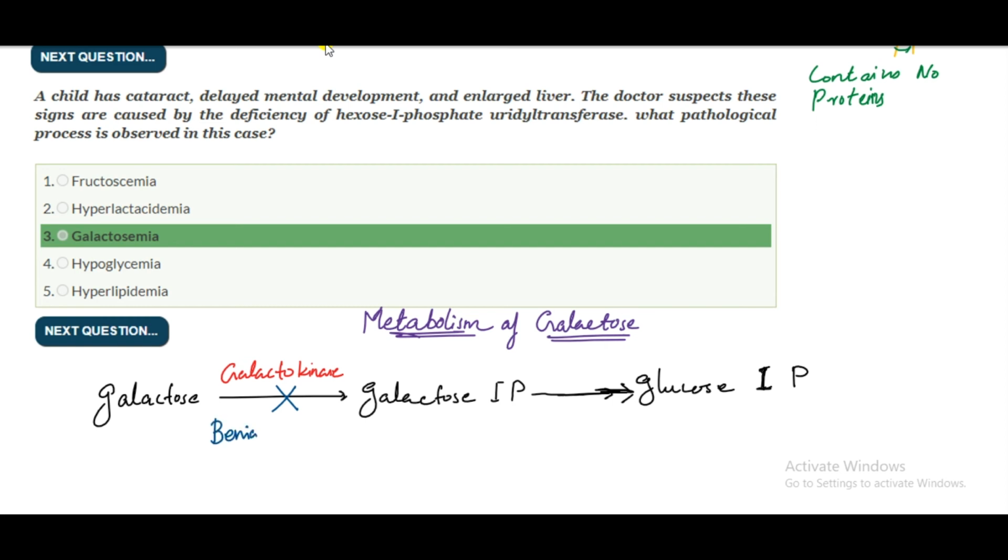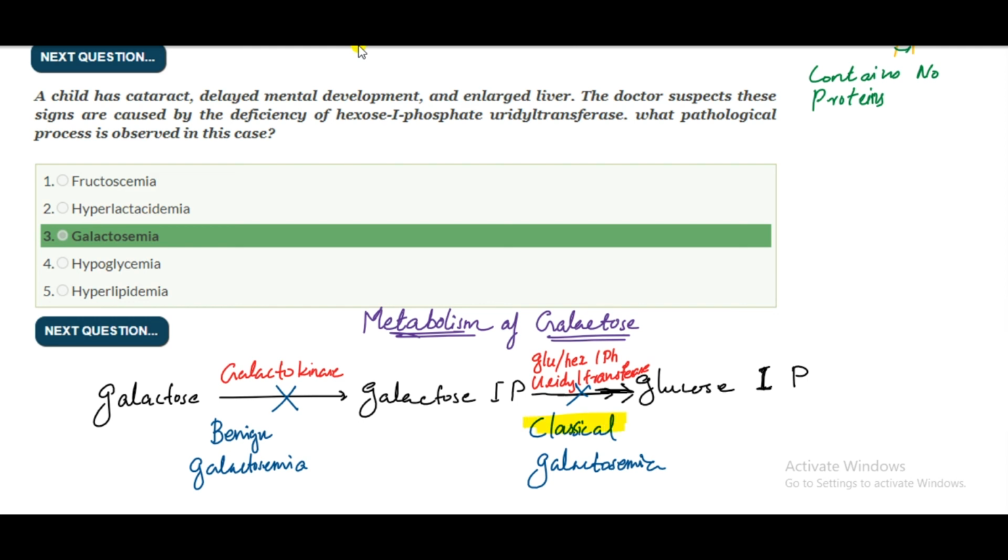So the enzyme which converts galactose to galactose 1-phosphate is galactokinase. Kinase enzymes help in addition or removal of a phosphate group. Deficiency of galactokinase, what can happen? Benign galactosemia. Galactose 1-phosphate to glucose 1-phosphate, which enzyme? Galactose or hexose 1-phosphate uridyl transferase.